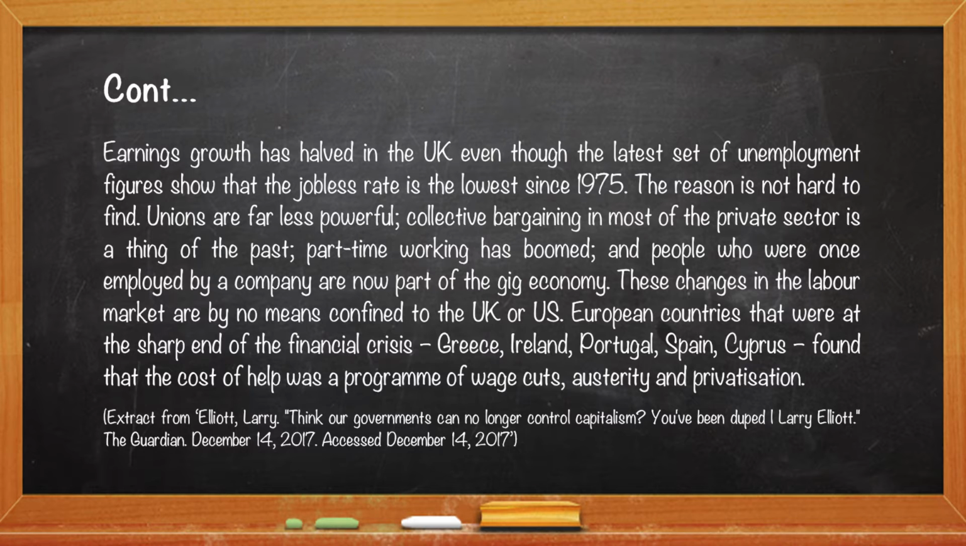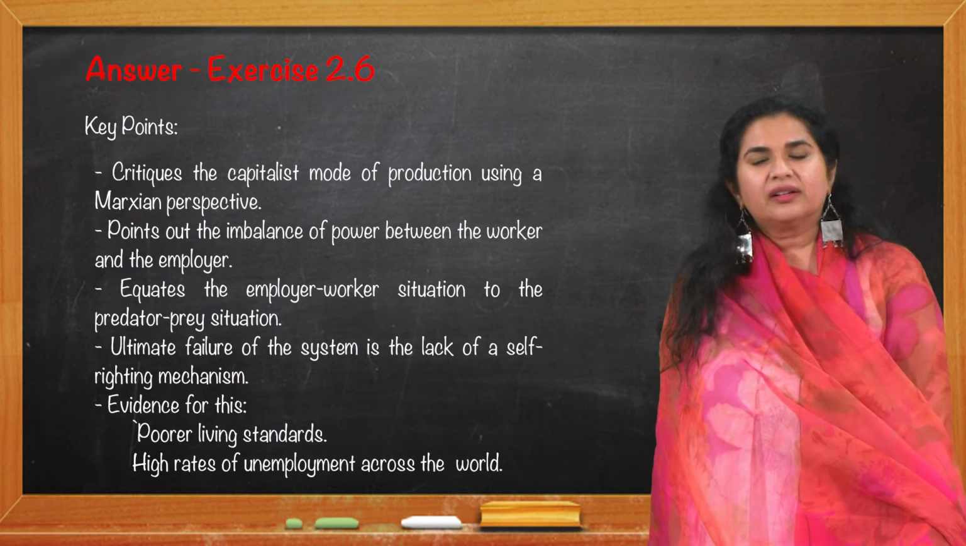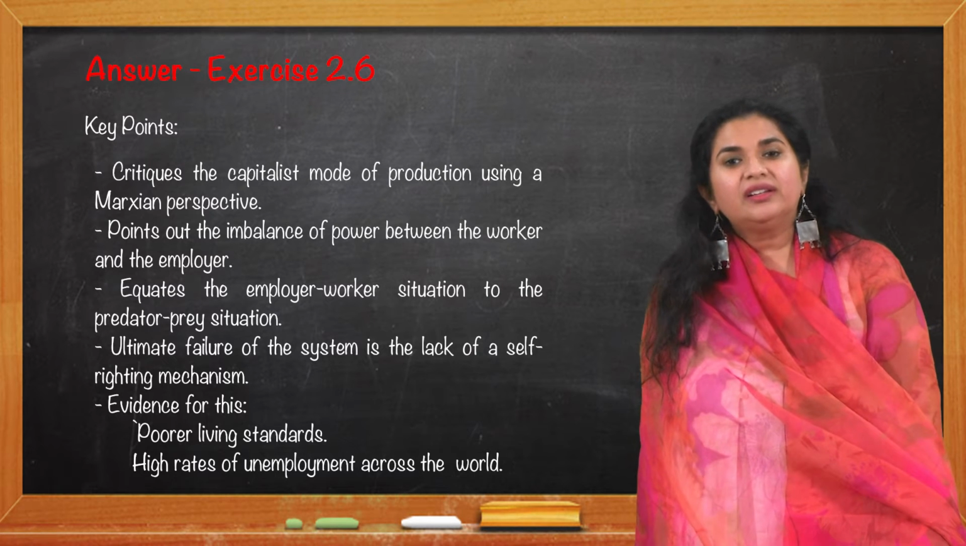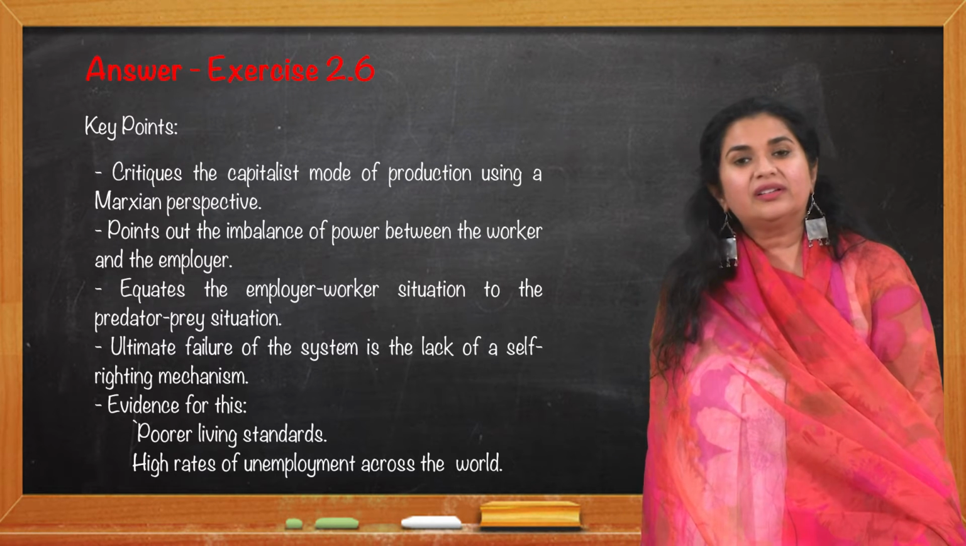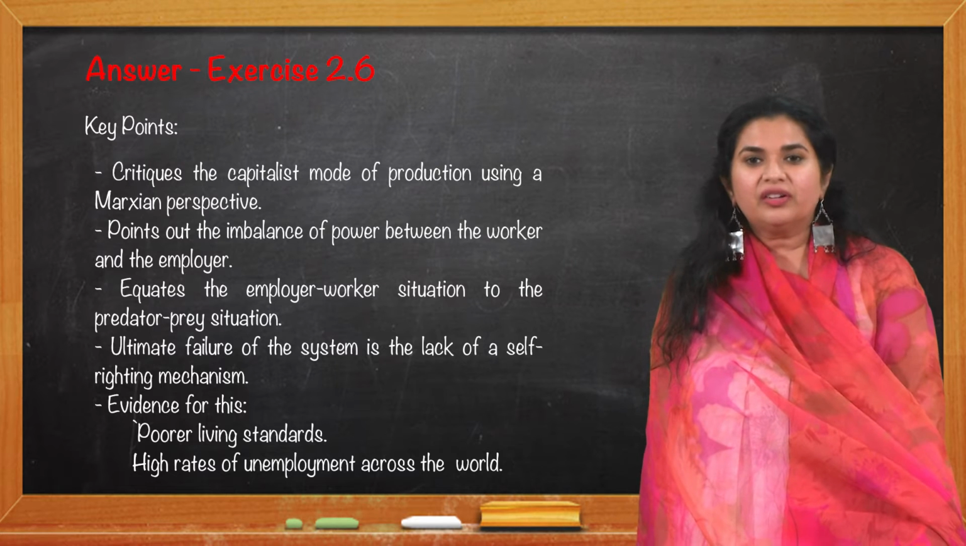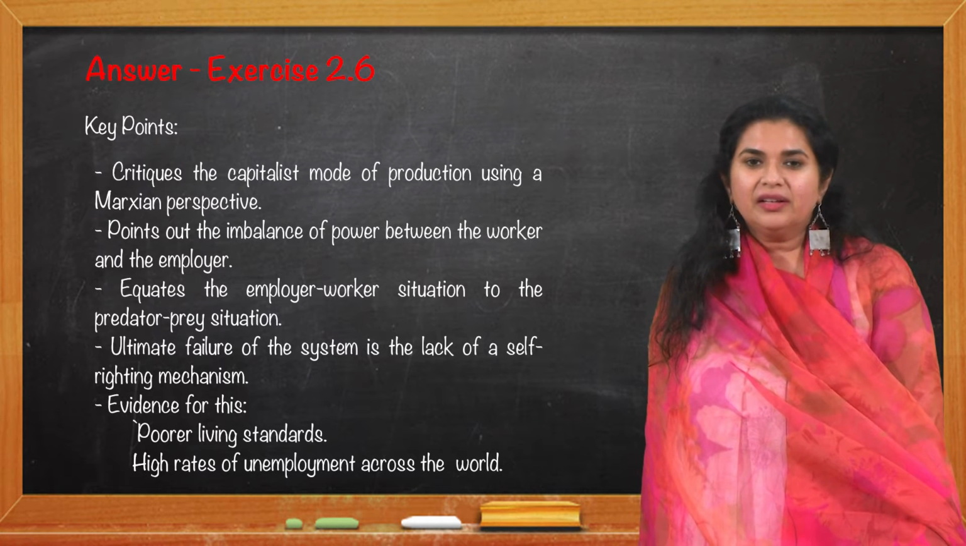There are repetitions. It's a very well written passage, but there are repetitions, and there are a lot of emotions also. However, you have to find the key words here. What are the key points here? Critique the passage, what is it doing? Critiquing the capitalist mode of production using a Marxian perspective.